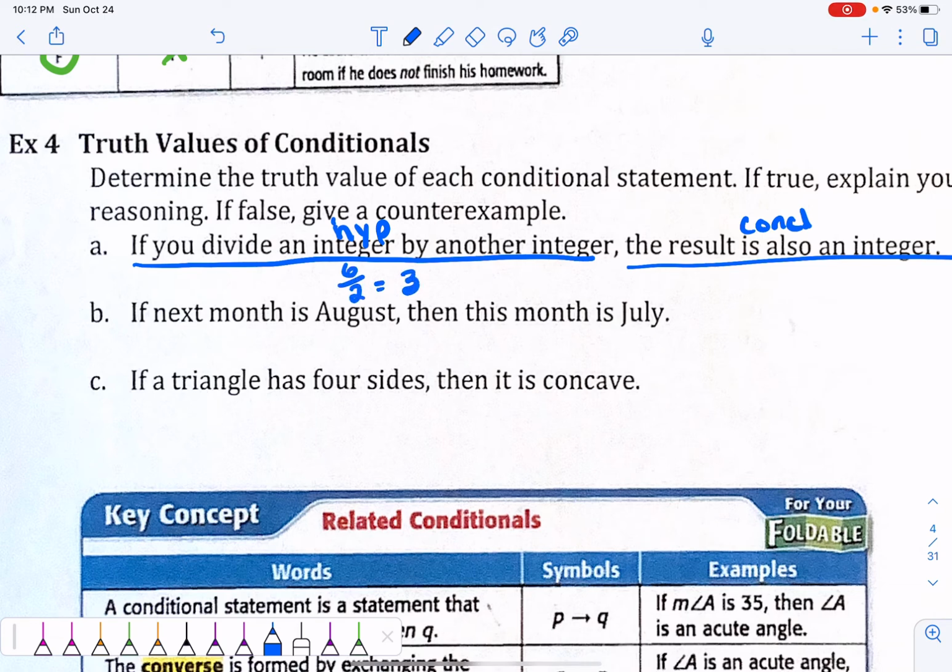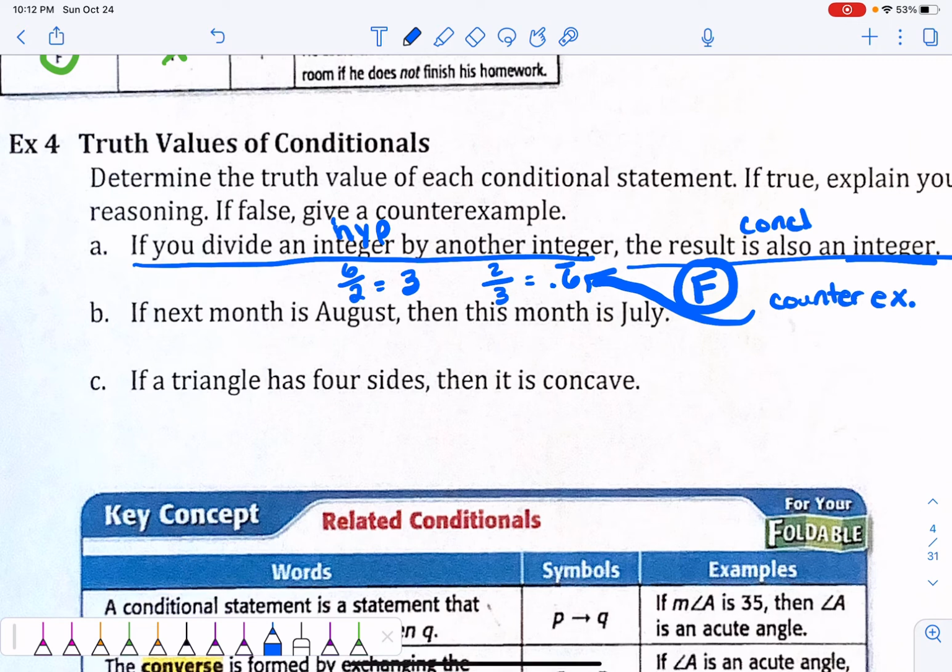That's another integer, which is 3. But what happens if we divide the integer 2 by the integer 3? 2/3 is a decimal, which is 0.6 repeating, and that is not another integer. So this statement is false because I have just given you a counter example, right here.